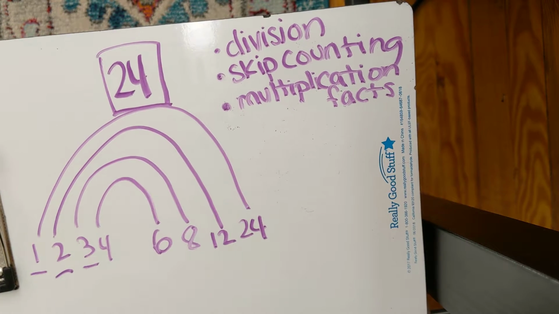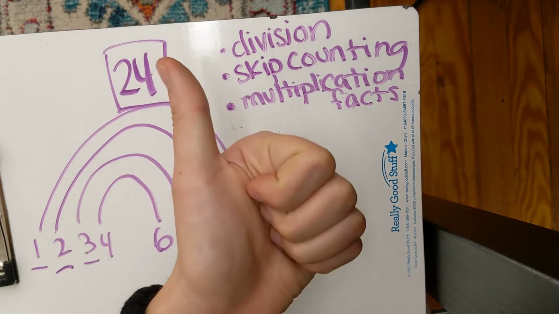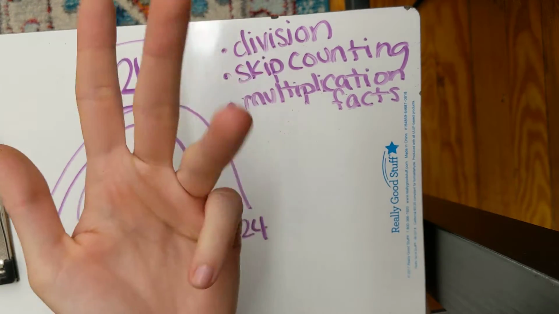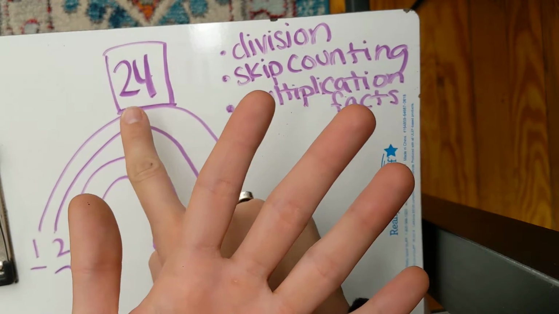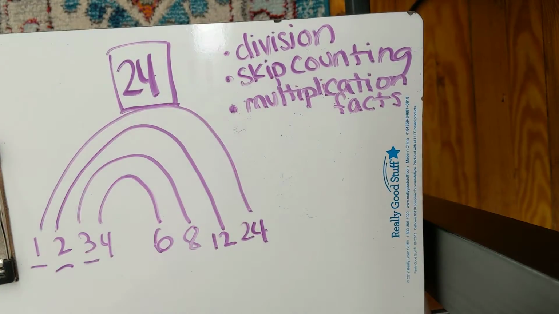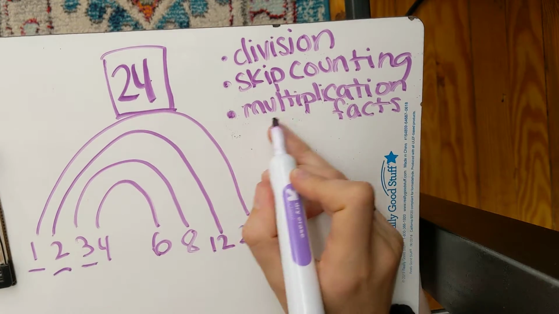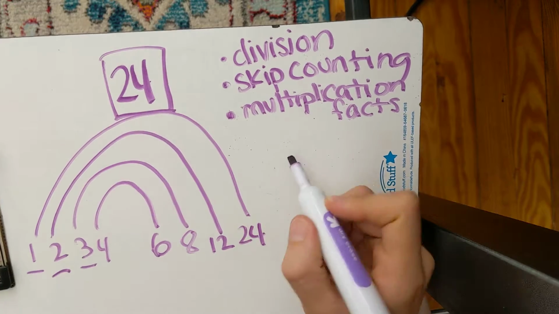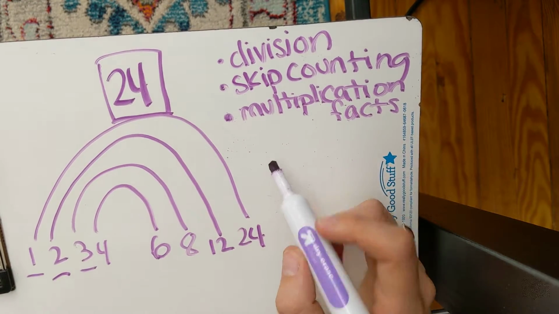I'm going to use skip counting to help me figure this out because it's really easy to skip count by 5s. 5, 10, 15, 20, 25. Did I land on the number 24? Nope. So 5 is not a factor of 24 because if we don't land on it, that means it's not a multiplication fact that gives us the product of 24. So 5 is not a factor.